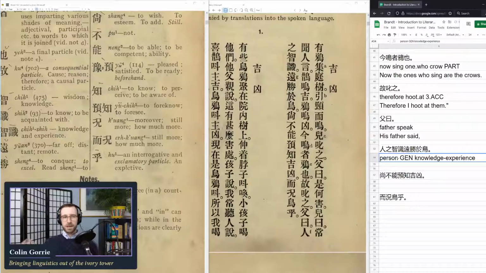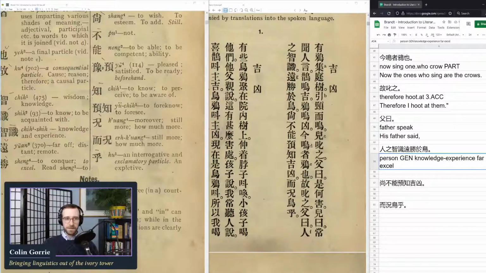So people's knowledge and experience. What? People's knowledge and experience does what? Yuan, far, and here we have a verb sheng, to conquer or excel. This is one of the characters in my Chinese name, which is always fun. To conquer or excel. So it's giving us this hint. We want sheng, excel. So a person's knowledge and experience far excel, or far exceeds, I think maybe would be a better translation.